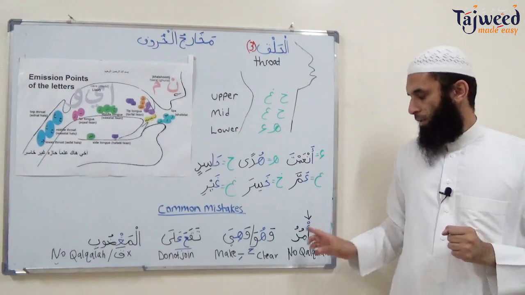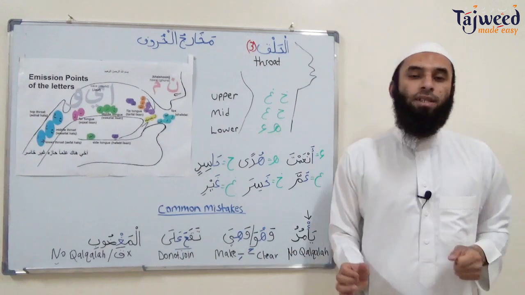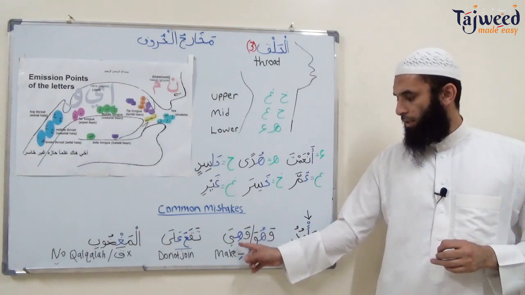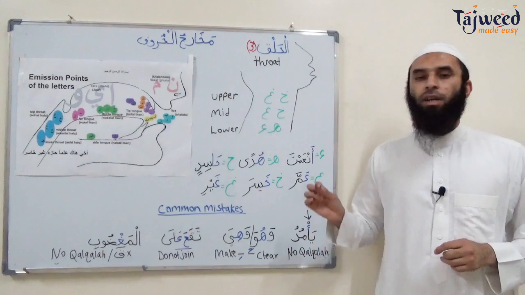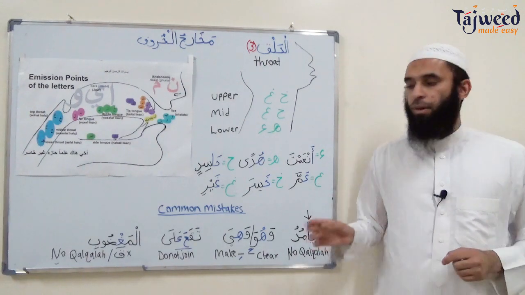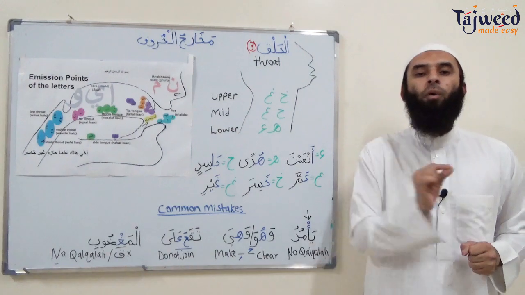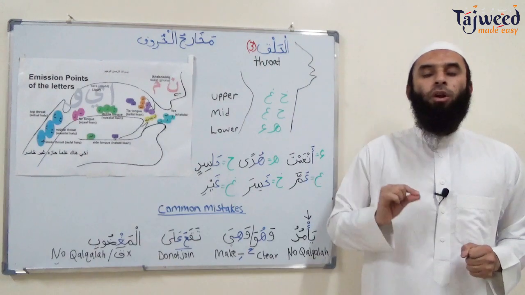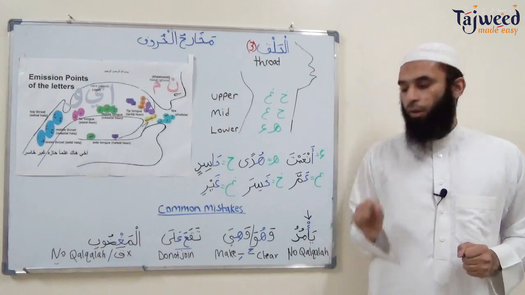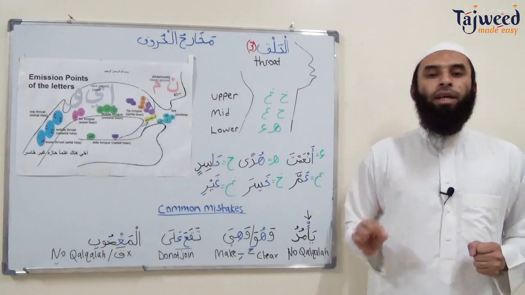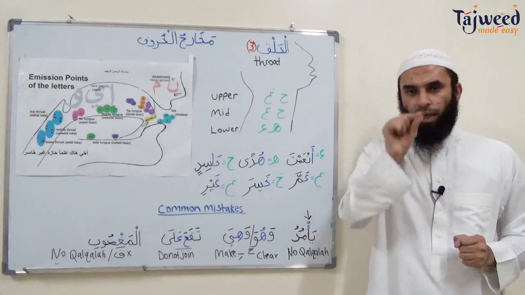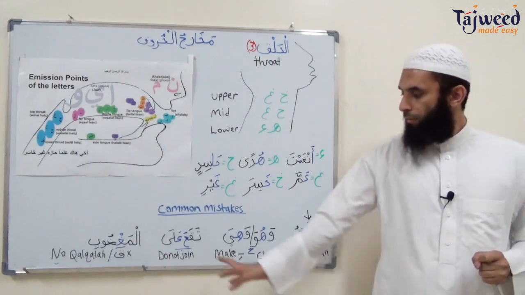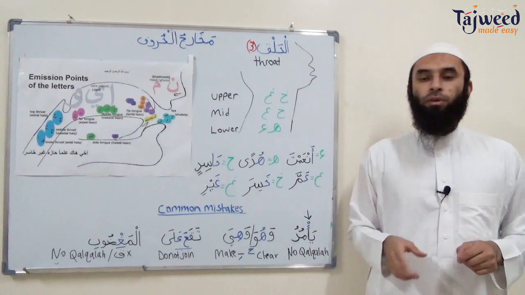Next one, wahuwa and wahiya. This is very common as well. Wahuwa, we have to make sure that the dhamma here and the kasra in wahiya are pronounced clearly. So if I say wahuwa alladhi, this is clear. But if I say wahwa alladhi, I'm putting a sukoon, which is wrong. So qul huwa Allah, clearly. The word wahiya, same thing. Not wahya, because then I'm putting a sukoon there.